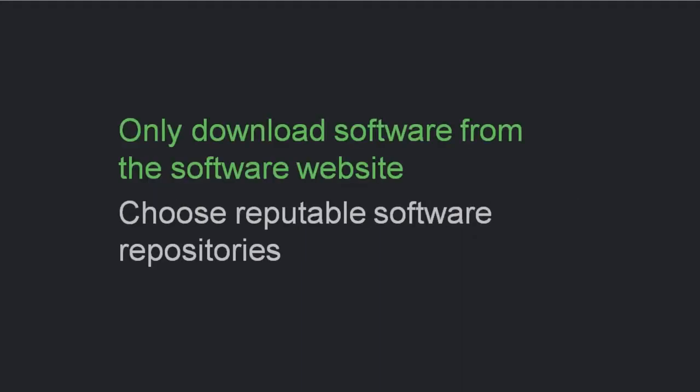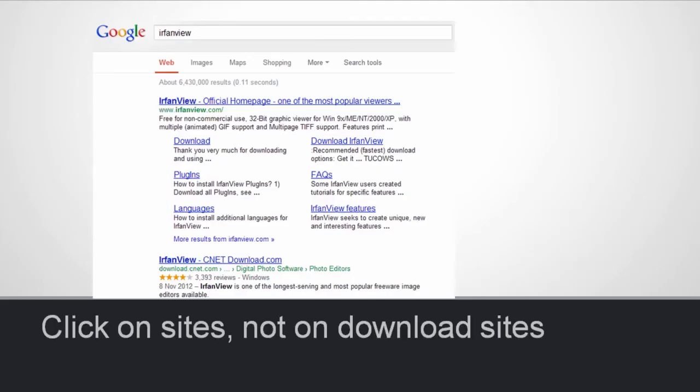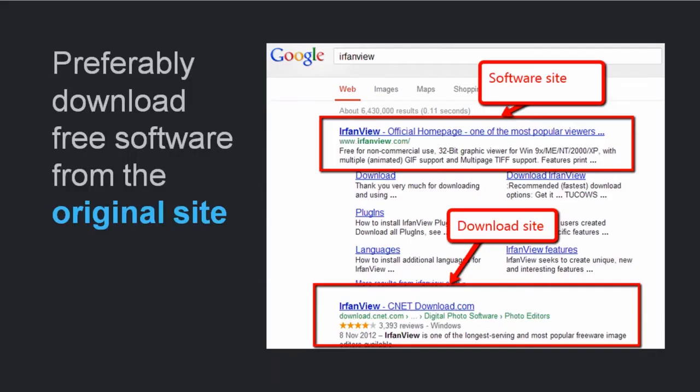First, you should only download software from the software website, or choose a reputable software repository such as download.com. For example, if somebody recommended you to download some software and you search for it on Google, often you have a choice of downloading it directly from the website or from a download site. In this example, I searched for OrphanView, which is a very famous free image viewer, and you can see that I got the result that goes directly to the website or that goes to the download site.